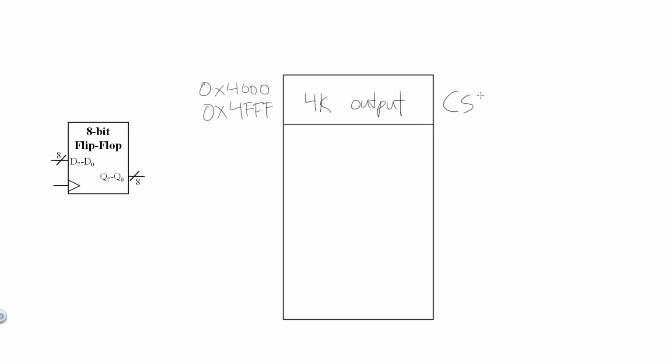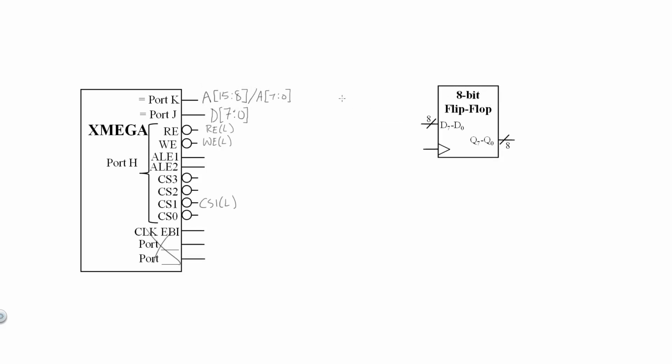And let's say we want to use chip select 1 this time instead of chip select 0. So now let's connect all of the necessary components like we did with the SRAM. So here we have a basic diagram including the XMEGA and an 8-bit flip-flop device that will serve as our output port. I've already labeled all of the necessary signals to save time. Note that I do not need the ALE1 signal in this example since I'm not using the second address byte, A15 to A8, to connect to any of my external devices.